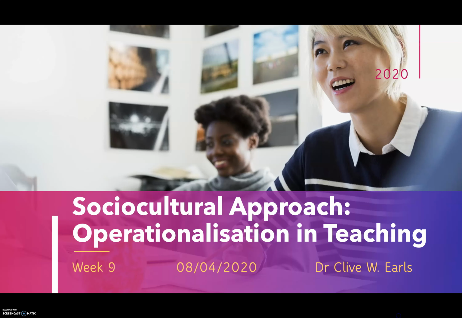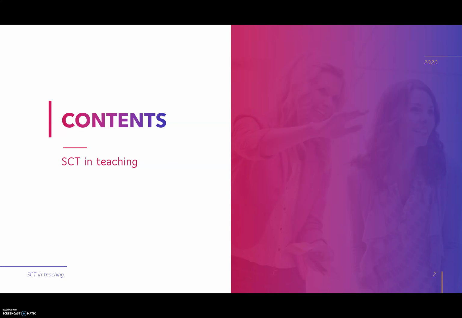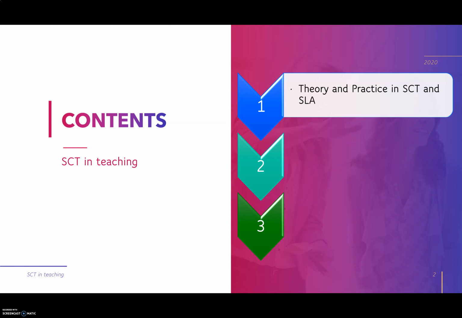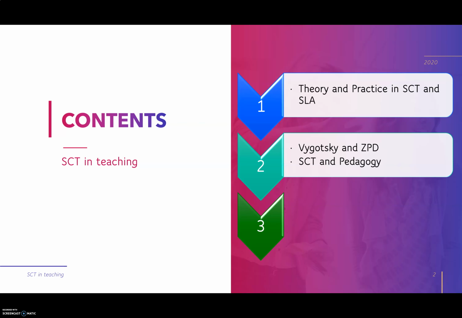Okay, so for today, I've structured the lecture along three main points. The first point is we're going to look at theory and practice within sociocultural theory and within SLA. A lot of what has been covered in the module so far has been very much theory driven. So as an empiricist myself, and very much always focused on praxis, I think it's really important to talk about the relationship between theory and practice in sociocultural theory and in SLA in general.